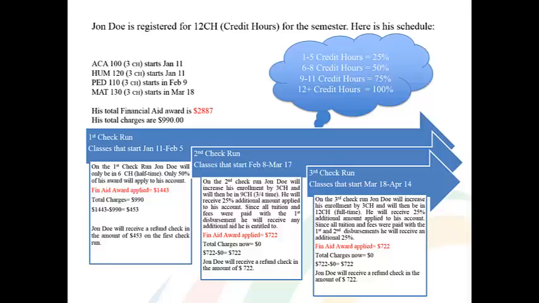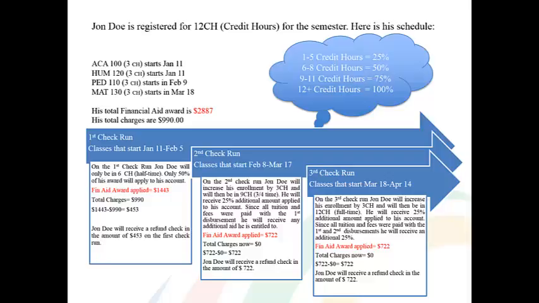The first check run is going to be for classes that start January 11th through February the 5th. On the first check run, John Doe will only be in 6 credit hours, which is considered half-time. Only 50% of his award will apply to his account. His financial aid award being applied is $1443. If his total charges are $990, the remaining amount is $453. So John Doe will receive a refund check in the amount of $453 on the first check run.